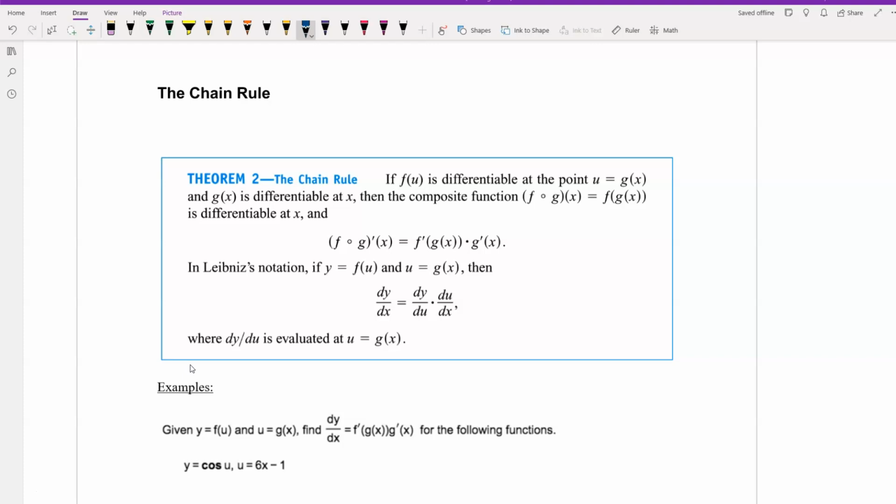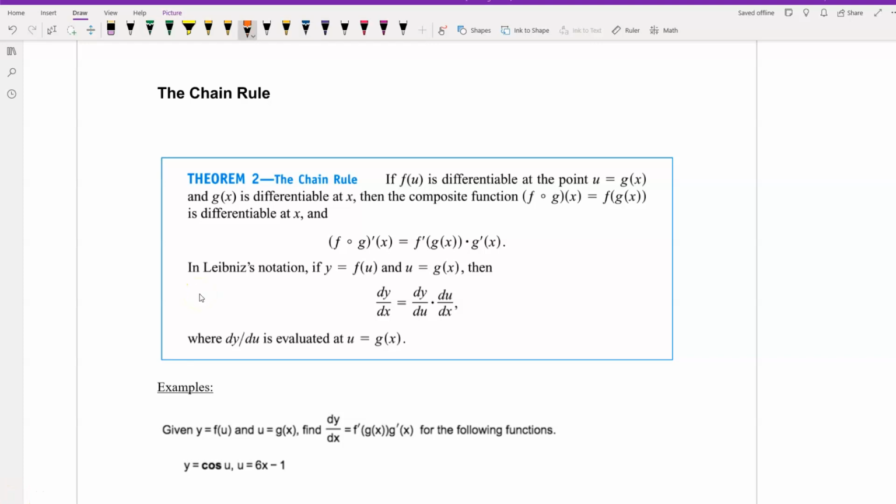In Leibniz notation, if y equal to f of u and u equal to g of x, then the derivative of y with respect to x is equal to the derivative of y with respect to u multiplied by the derivative of u with respect to x, where dy divided by du is evaluated at u equal to g of x.